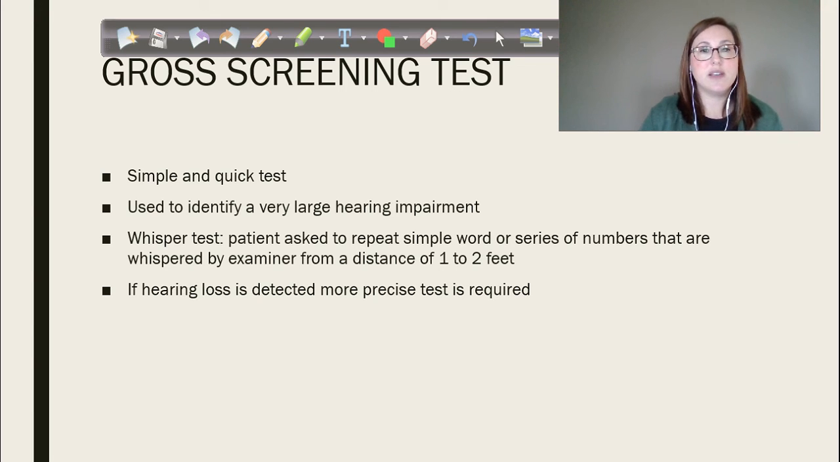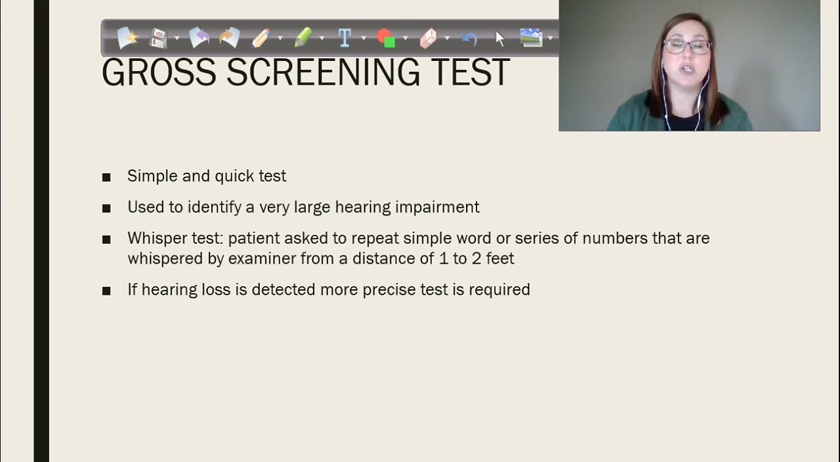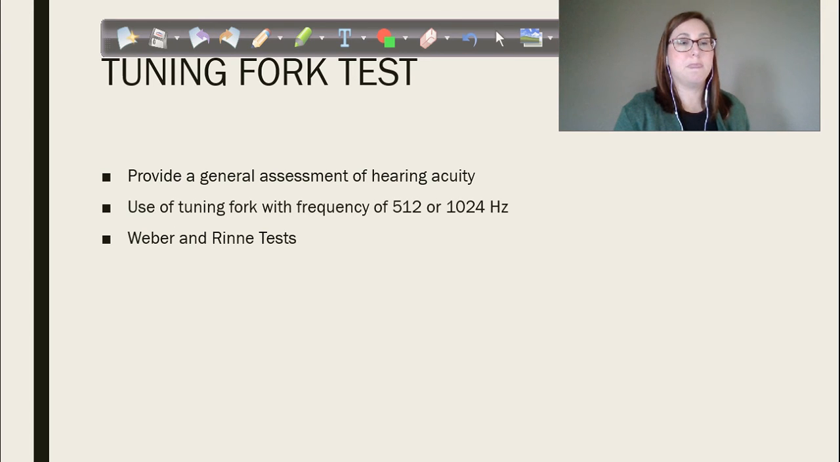The gross screening test is very simple and quick. It's used to identify a very large hearing impairment, and it's done by performing what's called a whisper test. So you stand 1 to 2 feet away from the patient and you whisper some simple word or series of numbers, and then you ask the patient to tell you what you whispered to them. If the hearing loss is detected, then often they'll go to a more specific test.